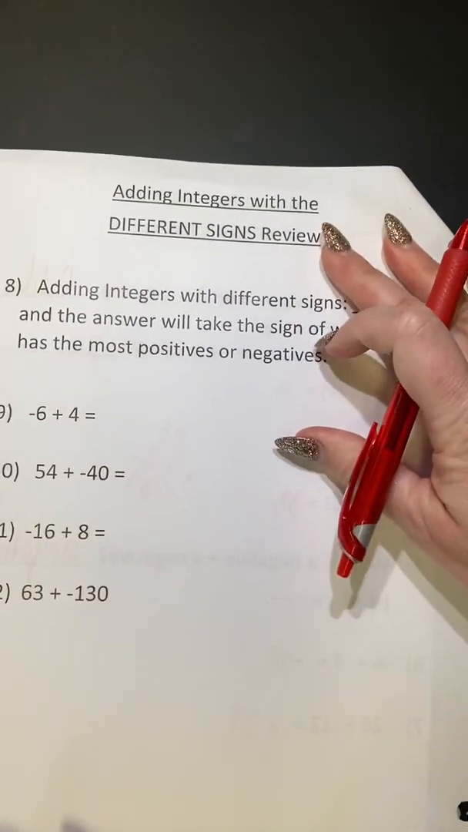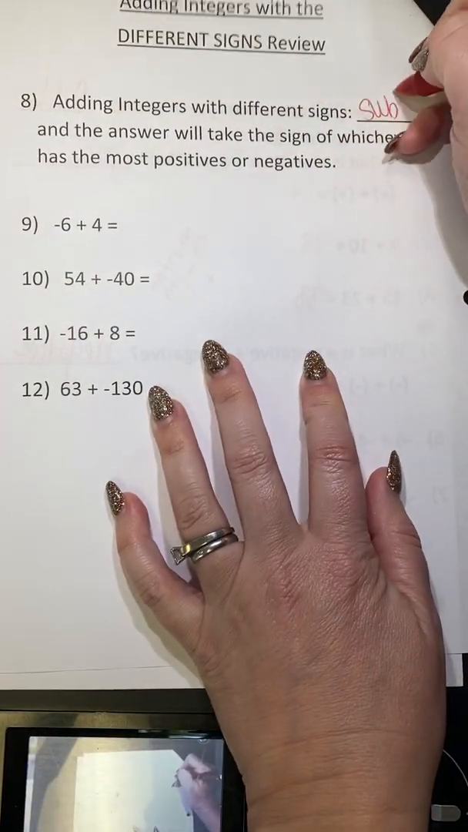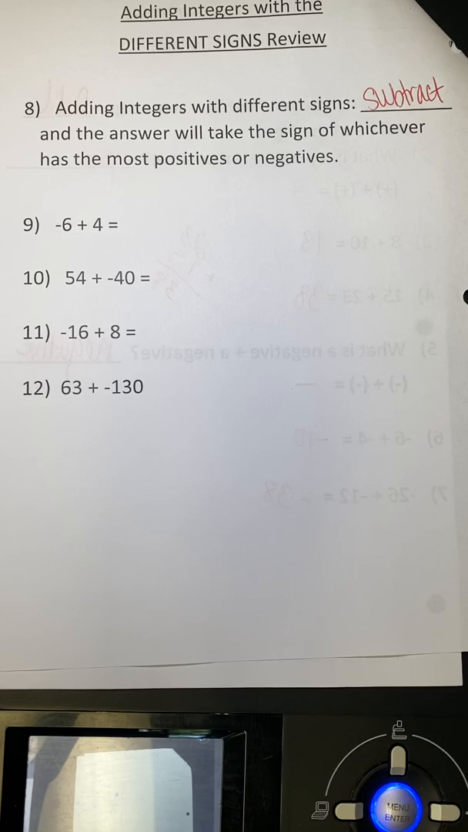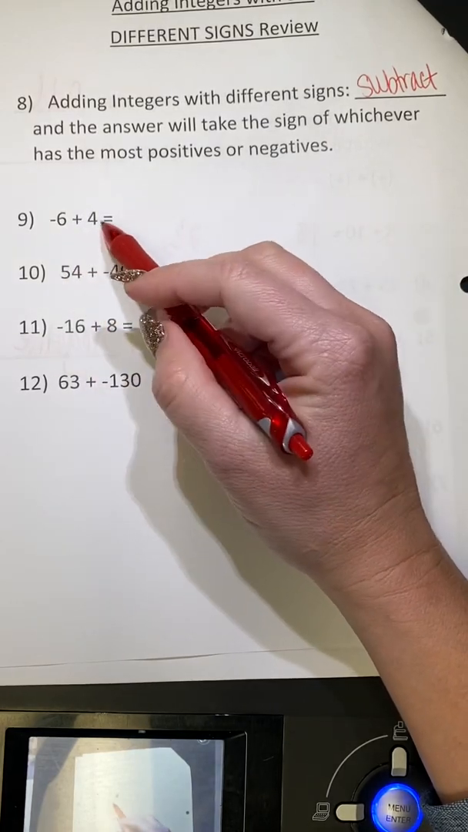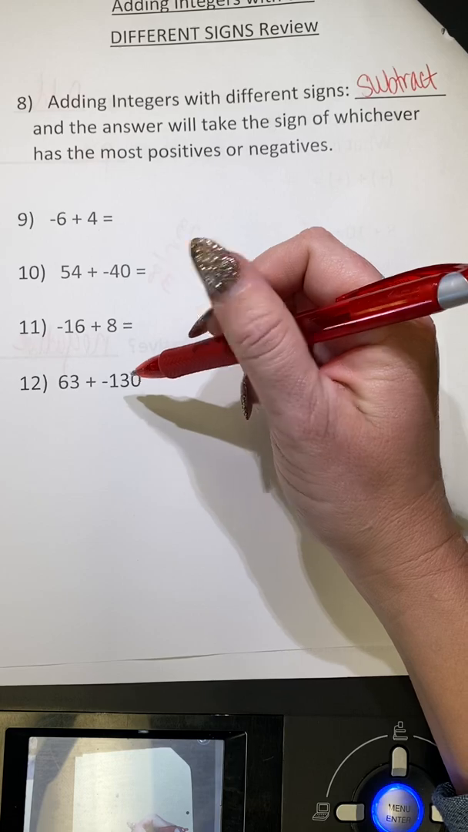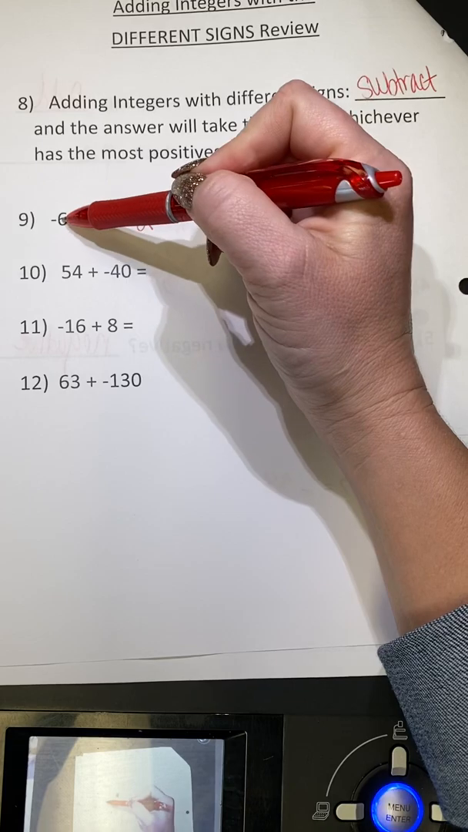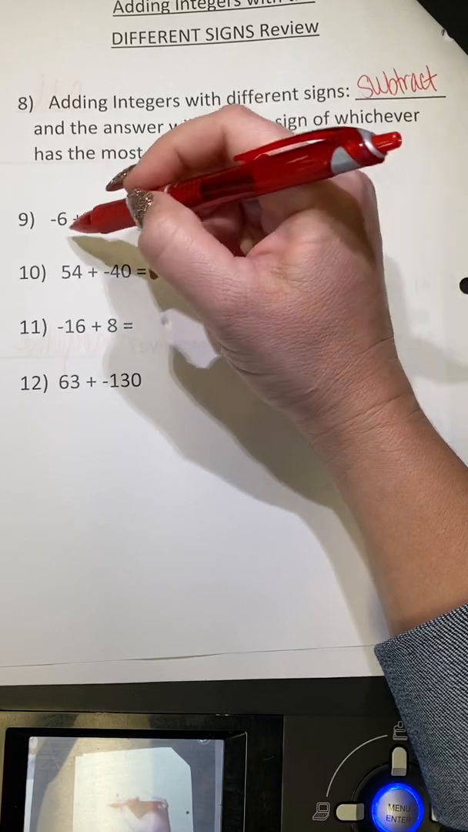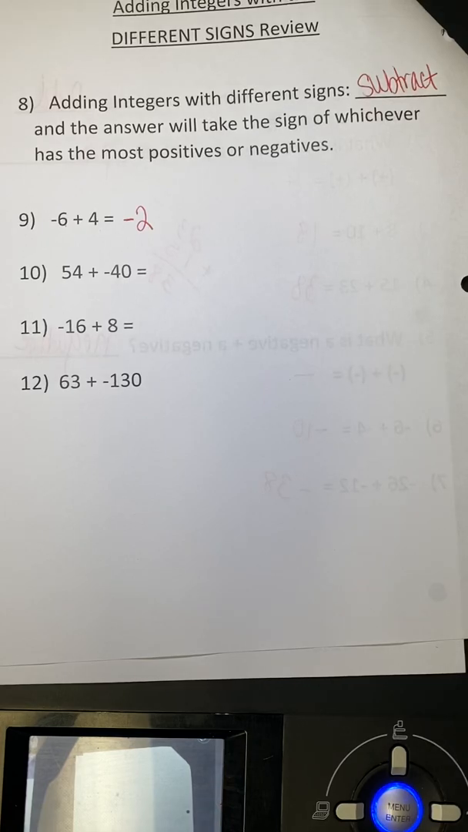When adding integers with different signs, you actually are going to be subtracting. You subtract. And then the answer will take the sign of whichever has the most positives or negatives. So I have a negative 6 plus positive 4. Those are different signs. So I'm going to subtract. 6 minus 4 is 2. There are more negatives than positives because 6 has a greater absolute value. It's furthest away from 0. But there's more negatives than positives, so your answer would be negative 2.